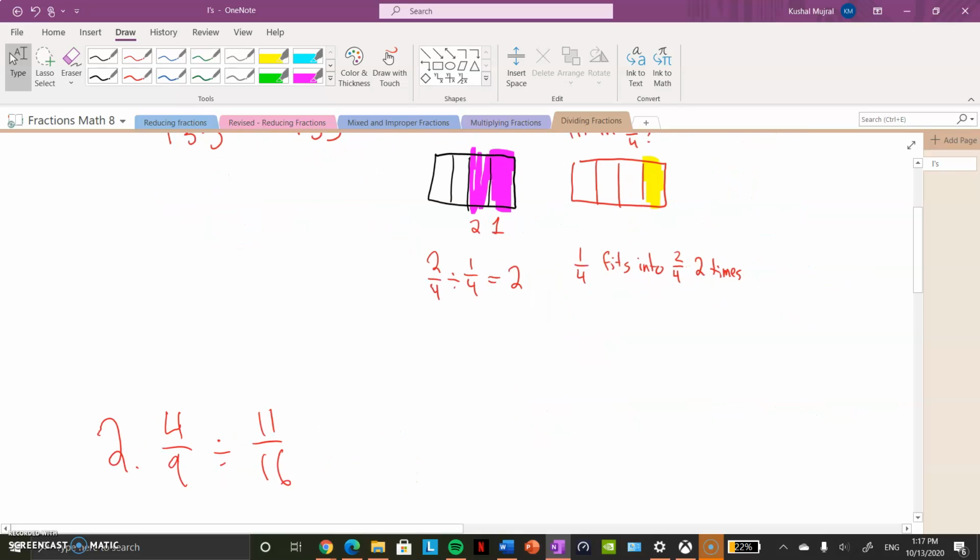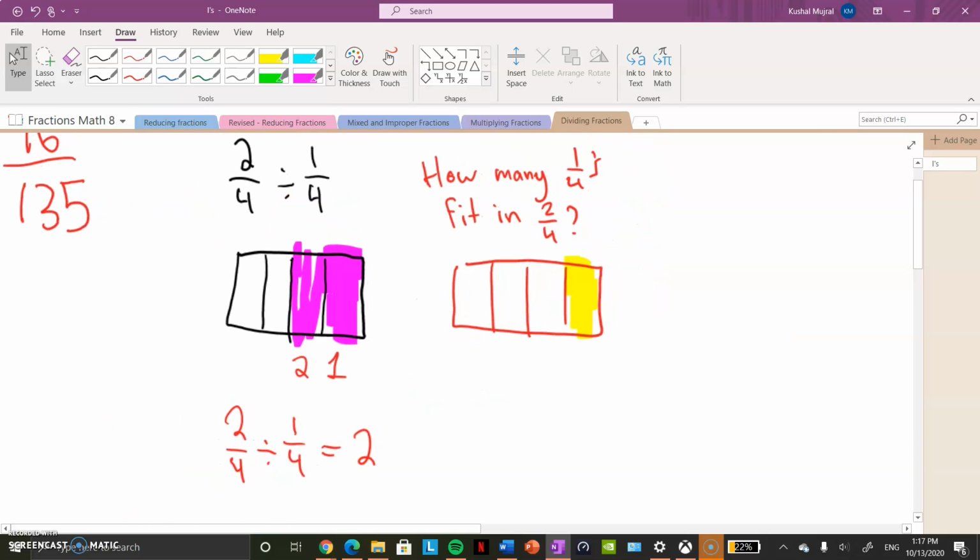Just like if we were to do 6 divided by 2, it equals 3, because 2 fits in 6 3 times. Make sense? Okay, just erase that. So 2 over 4 divided by 1 over 4 equals 2.